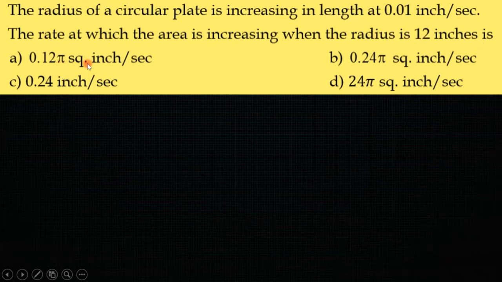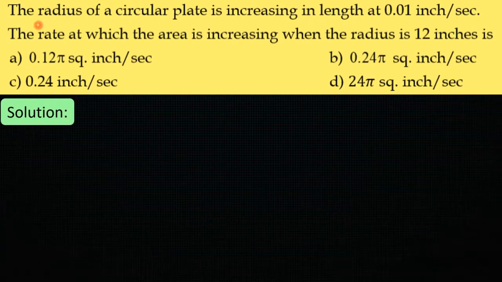0.12 pi square inches per second, 0.24 pi square inches per second, 0.24 inches per second, 24 pi square inches per second. Let us find this.